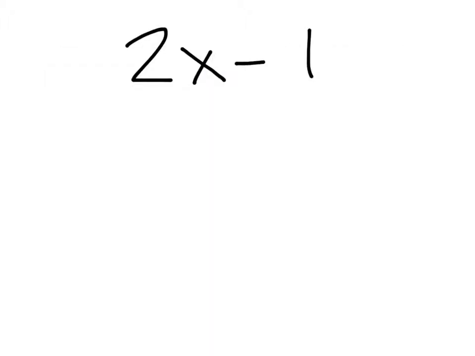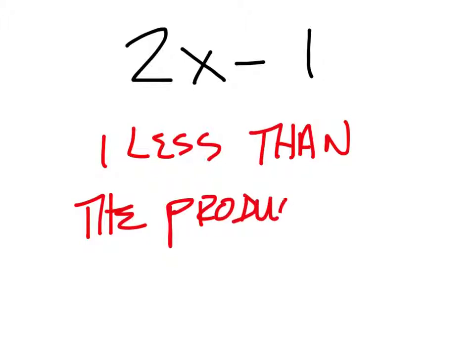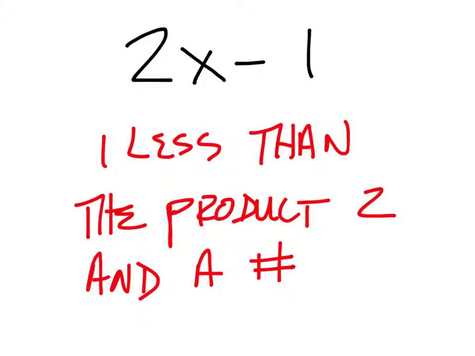Example 4. 2x minus 1. How would I write this one? Yes. 1 less than the product of 2 and a number. That's right. There is another way as well. You could say the difference of the product of 2 and a number and 1, and that would be confusing. So that's why we use this way. If you use it the other way, it's rather confusing.